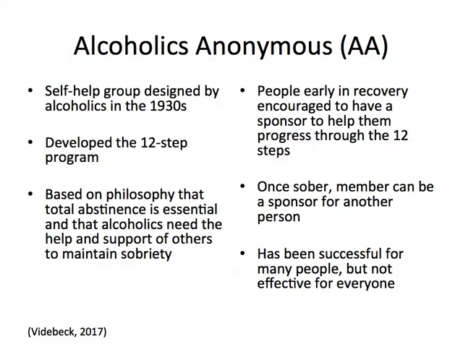Alcoholics Anonymous is a self-help group designed by alcoholics in the 1930s. This group developed the 12-step program. It's based on the philosophy that total abstinence is essential and that alcoholics need the help and support of others to maintain sobriety. People early in recovery are encouraged to have a sponsor to help them progress through the 12 steps. Once sober, a member can be a sponsor for another person.